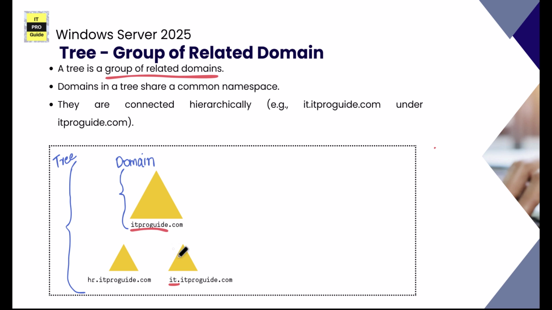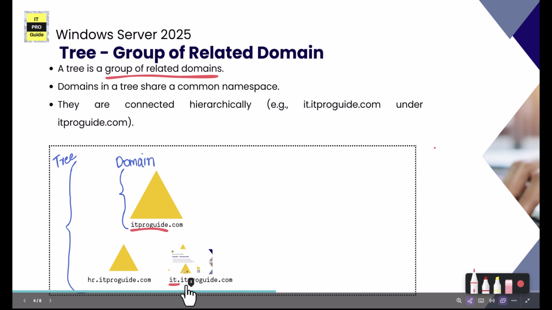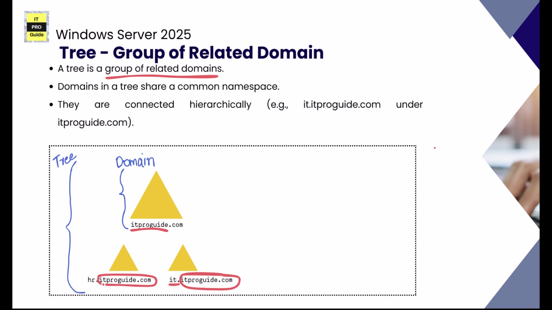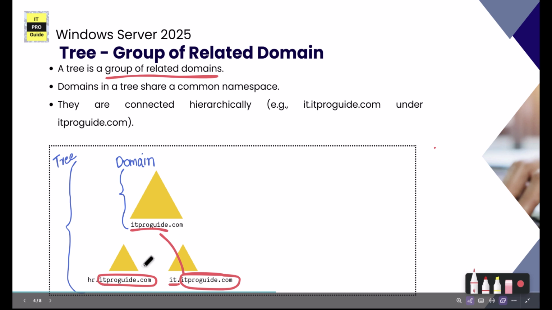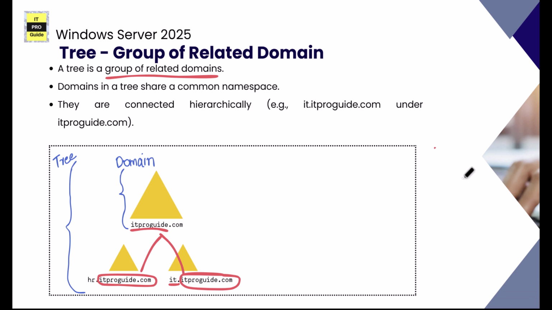itproguide.com is the domain name, and there are other domains also, named hr.itproguide.com and it.itproguide.com, and all are part of the same tree because they share the same namespace, which comes under itproguide.com. So this is what we call a tree. It is a group of related domains.